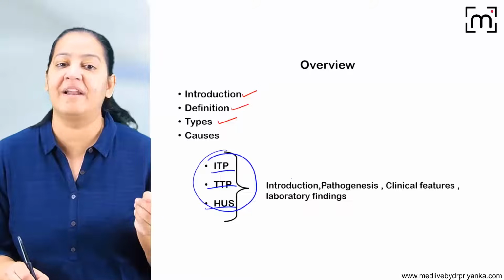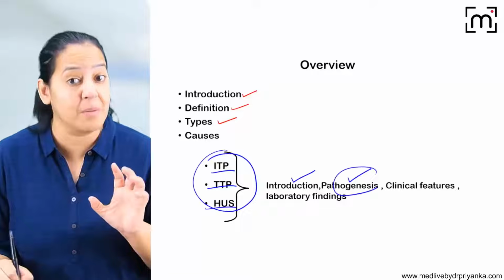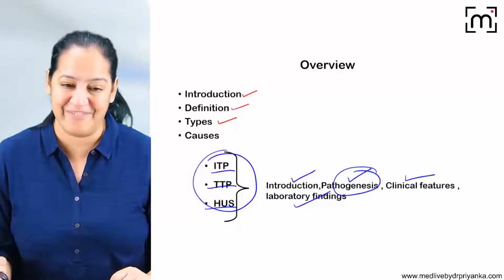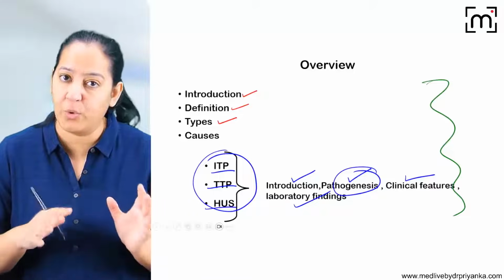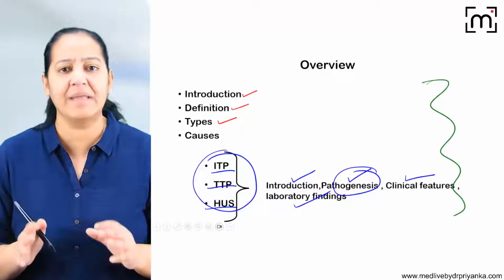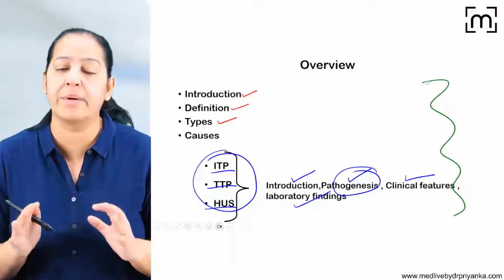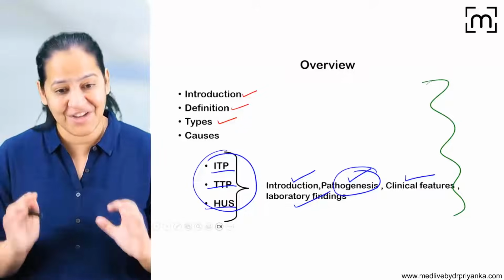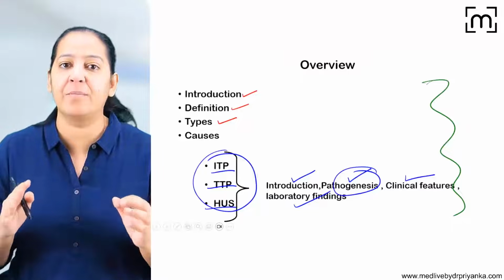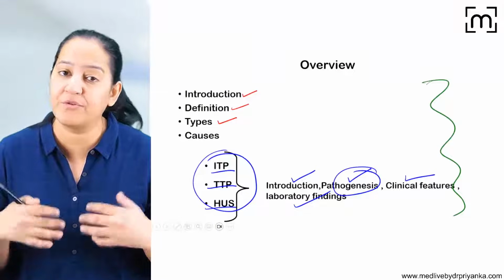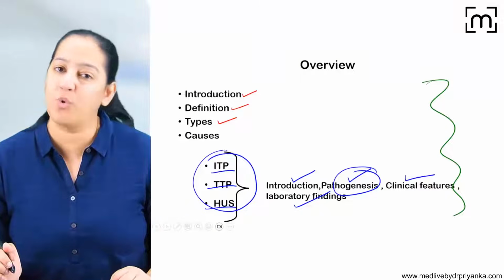For each of them, I will let you know their introduction, their pathogenesis, the most important clinical features and lab findings. So first of all, you should understand the overview, that what we are going to discuss ahead. So I request all my dear students always to understand the overview and to learn the overview. If any question comes in your university exam, before you start writing, it should be crystal clear in your mind under what headings you are going to frame your answer. That's why the overview is always important.